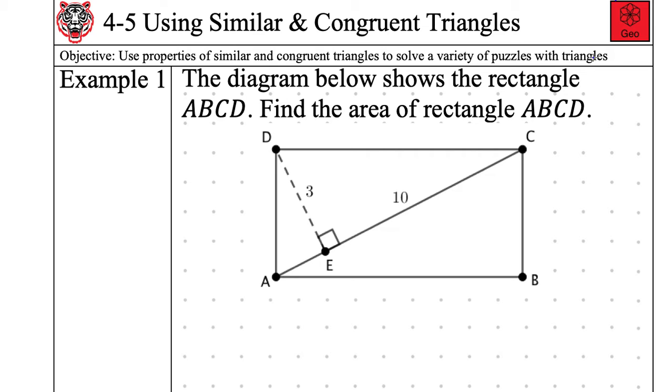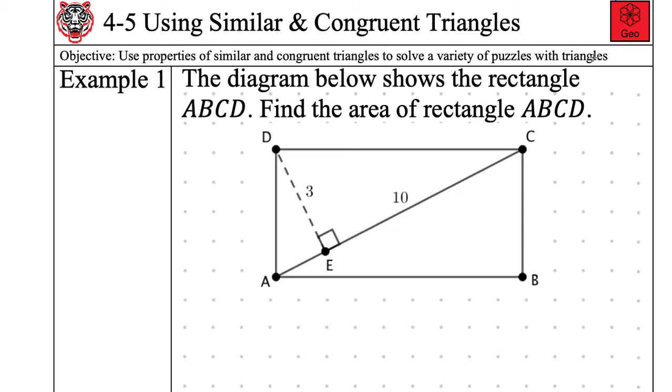So, who can read our objective with a quiet raised hand? Who has a card? Julian. Use properties of similar and congruent triangles to solve the variety of the triangle. There it is. Thank you. Mumbled a little bit towards the end, but I do that too.